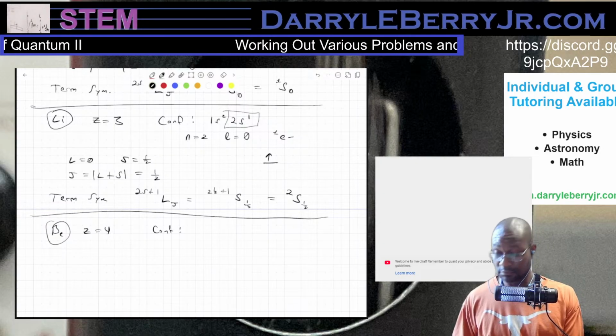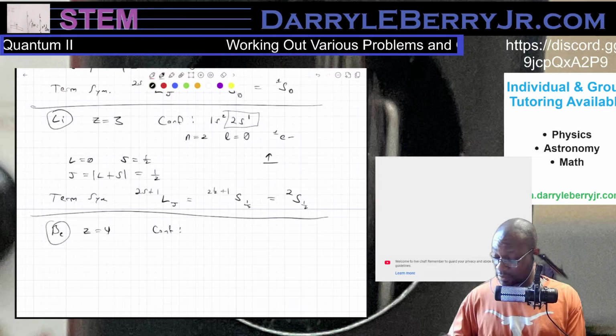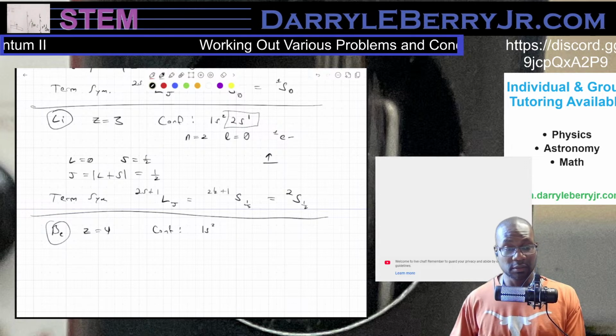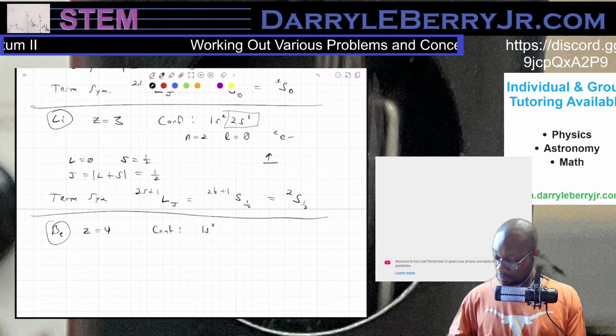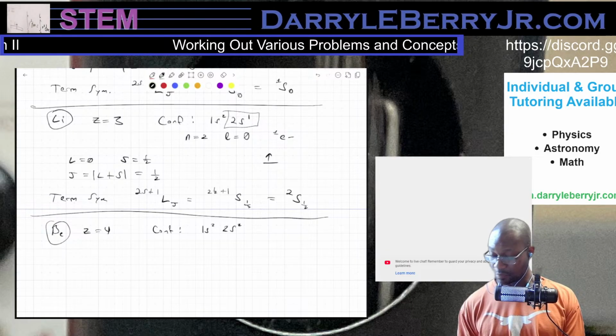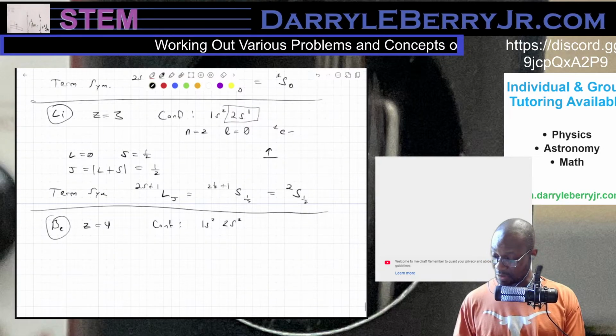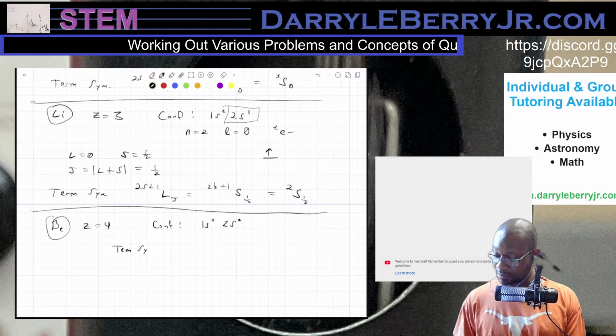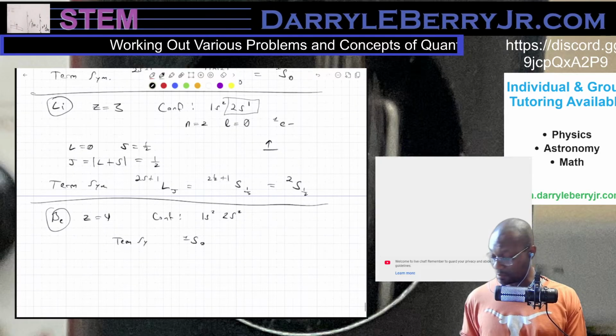All right. So the configuration is 1s2 and 2s2. So it has no unpaired electrons. So the term symbol in the S state is 1S0. It seems to be a recurring pattern.